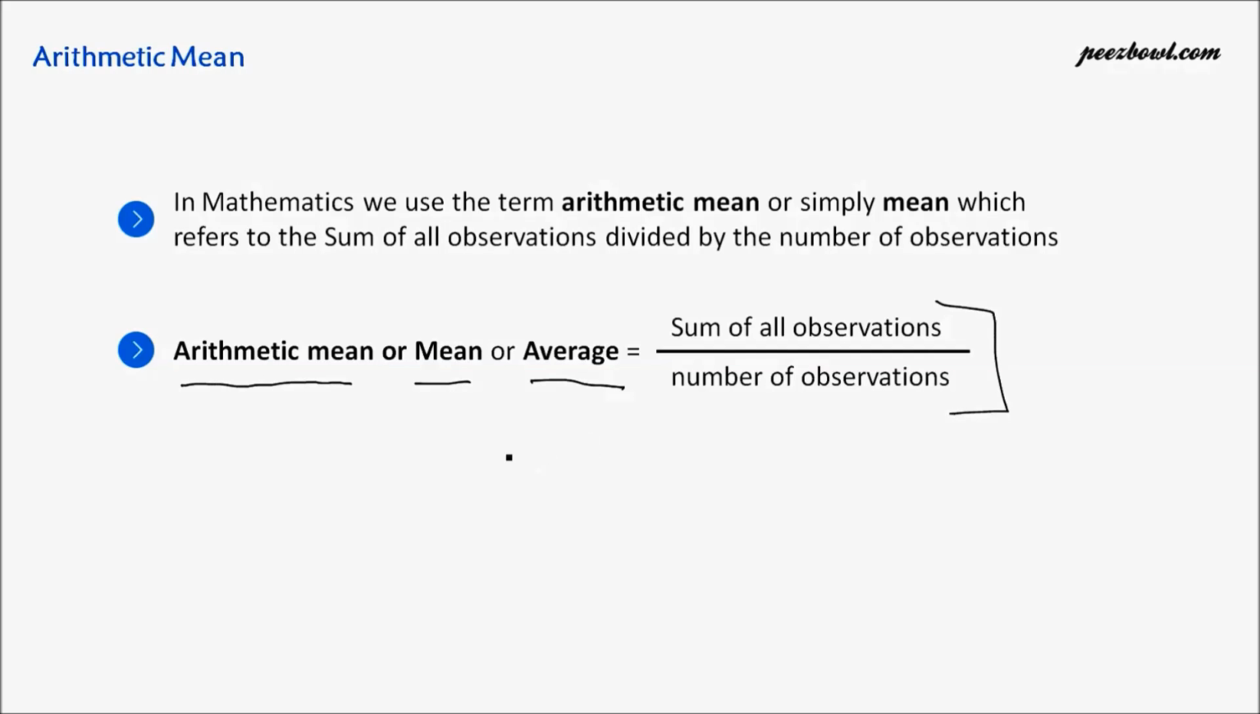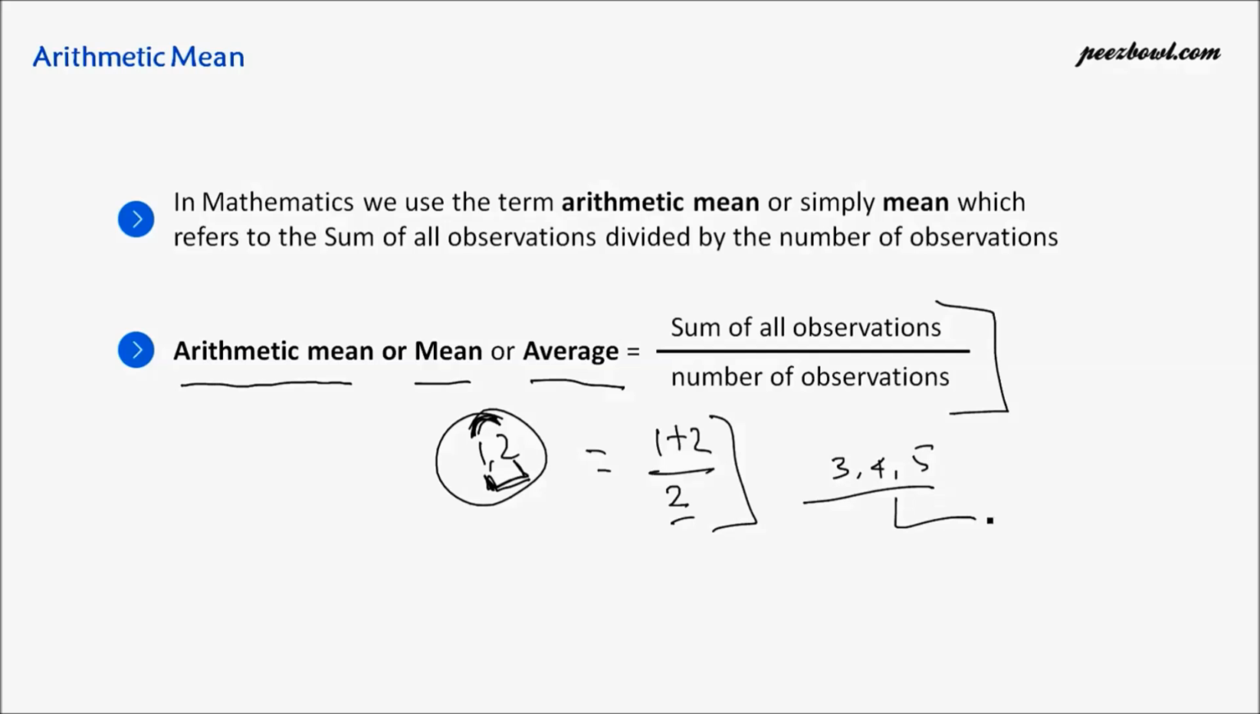Suppose we have two numbers 1 and 2, then the average will be 1 plus 2, divided by 2, that is, there are two numbers, so this is divided by 2. This is how we calculate the average of two numbers. Suppose we have more than two numbers 3, 4 and 5. The average of 3, 4 and 5 will be 3 added with 4 added with 5, divided by 3, because we have three numbers. So the value of 3 plus 4 plus 5 divided by 3 will be the average of these three numbers.